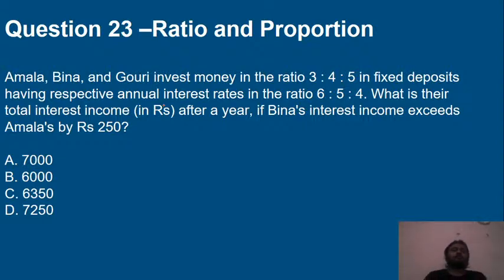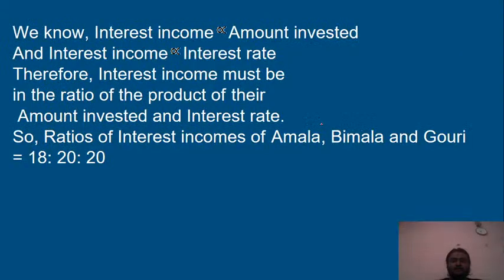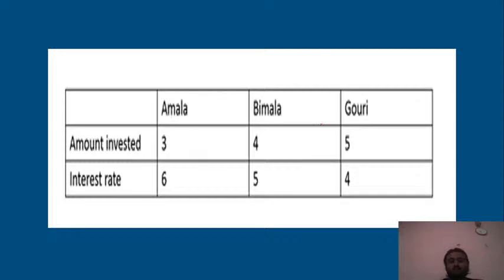Okay guys, so let us solve it. That is, Amla, Beena and Gauri invested money in the ratio 3 is to 4 is to 5 in fixed deposits having their annual rate of interest 6 is to 5 is to 4. What is the total amount if Beena's interest exceeds Amla's by 250? See guys, very simple. The amounts invested are in the ratio 3 is to 4 is to 5 and the interest rates are 6 is to 5 is to 4.